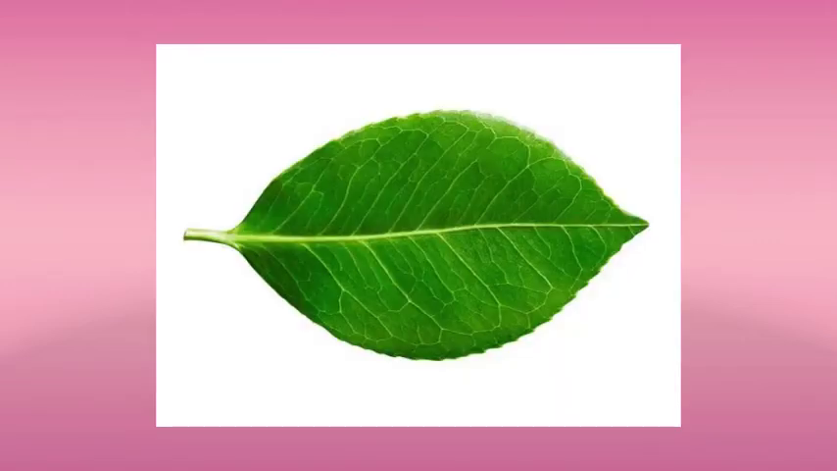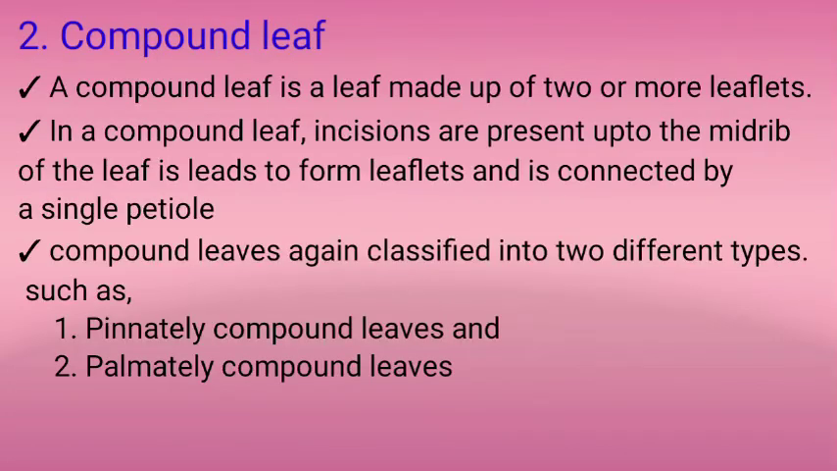Let's see the diagrammatic representation of simple leaf, which is very simple. It contains incisions but not up to the midrib. The second one, compound leaf. A compound leaf is a leaf made up of two or more leaflets. In a compound leaf, incisions are present up to the midrib of the leaf. It leads to form several units of leaf called leaflets, connected by a single petiole.